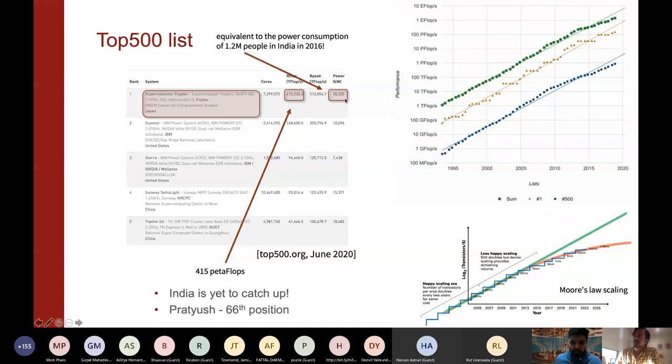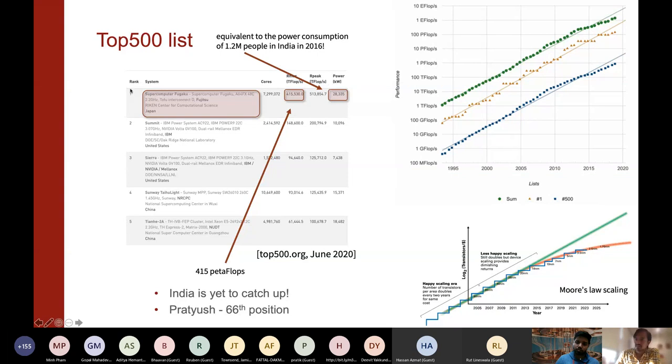And if we try to compare what this 28 megawatts is, it's equivalent to the power consumption of 1.2 million people in India, according to 2016 statistics. So it's really expensive. That's just to have in mind how expensive these computers are.